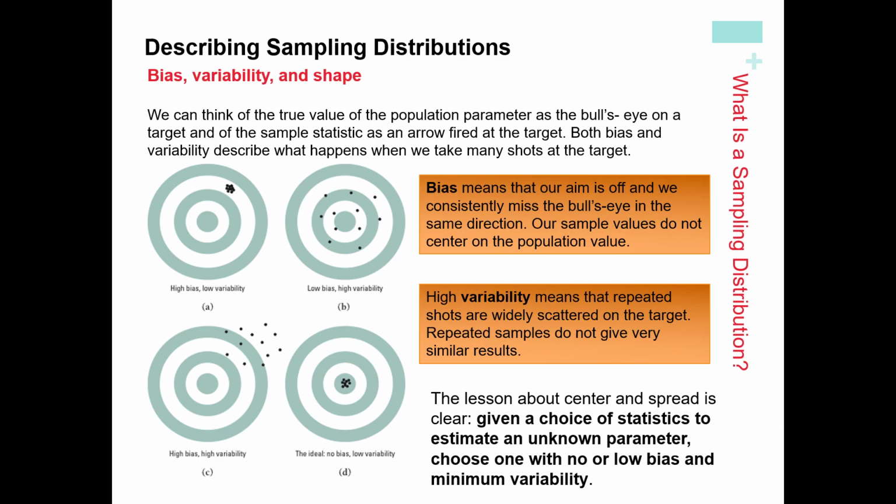So the lesson about center and spread here is that if you have a choice of statistics to estimate an unknown parameter, you want to choose one that has no or low bias and minimum variability. Those are going to help you find the story as best you can. Now, unfortunately, very rarely do we get to choose how biased our statistics are and how variable our statistics are. That's just the way of the world. But conceptually, we always want to be thinking about those as ideal.